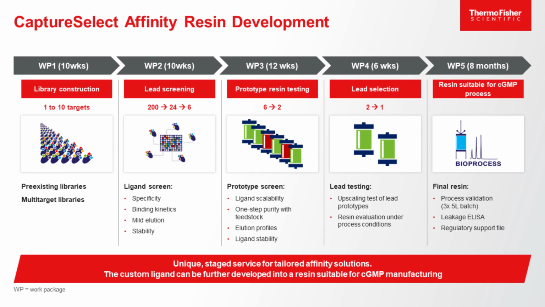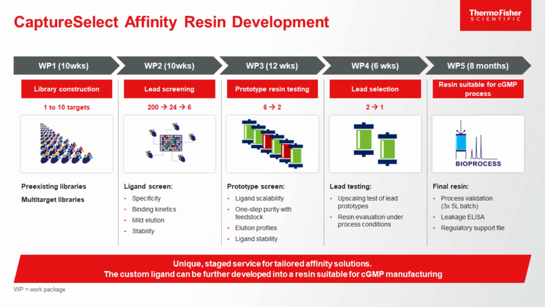So this is usually done in work package 3, and that will basically determine the final 2 ligand candidates, which are then taken over to work package 4, which is the final lead selection. In work package 4, we're going to upscale the ligand and actually test the lead prototypes with feedstock, and we'll evaluate it under process conditions.